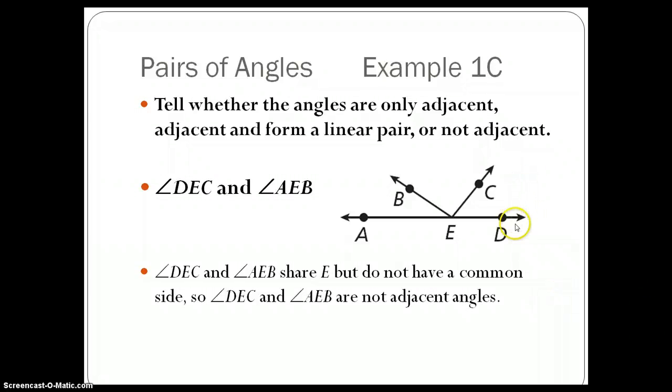If we look at angle DEC and AEB, we see that they do share a common vertex, but they don't share any walls. There's a house between them, so to speak. BEC is between them. Therefore, they are not adjacent angles.